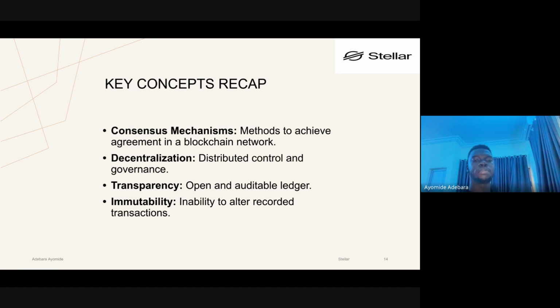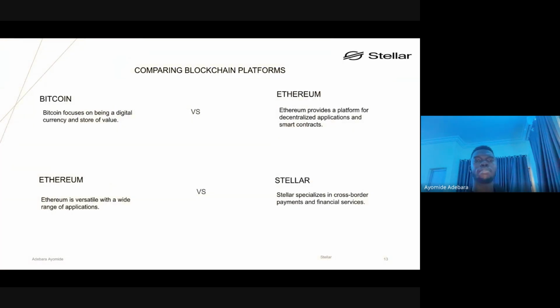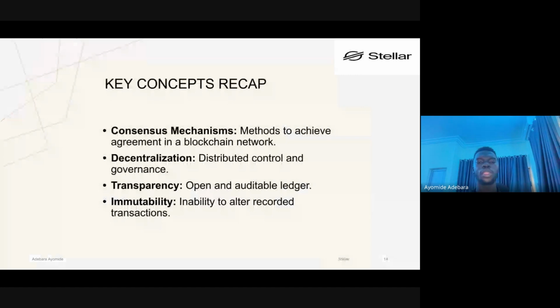Key concept recap. I want 4 people to explain consensus mechanism, decentralization, transparency, and immutability for me, and I want it to come from the class. Shalinga has spoken and Silvanus has spoken. I would want someone else to give in detail what this means, for every single one of us to benefit from. So is there anyone raising a hand to explain these 4 concepts? Or should I call names? Is there anyone willing to explain any of these concepts?